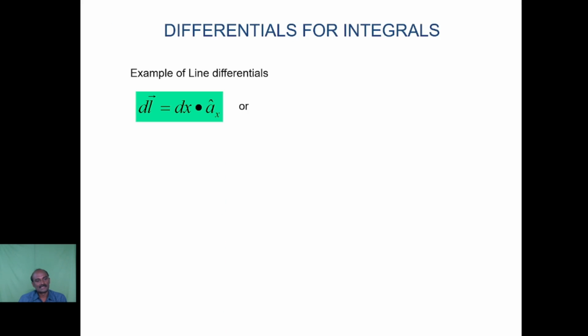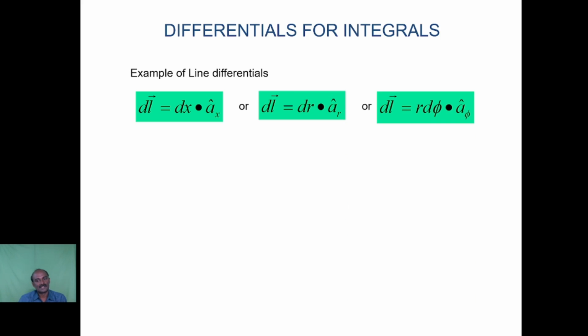Line integrals. It is about only one coordinate. dl equal to dr, or dl equal to r d phi into a phi. So r d phi is a length coordinate. r multiplied by d phi is a length. It is in the phi direction. So a phi.